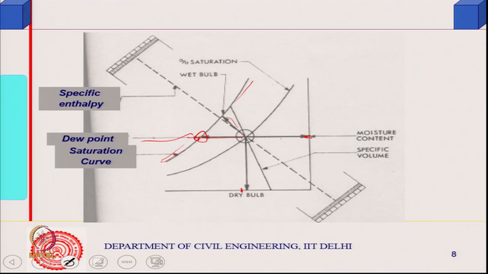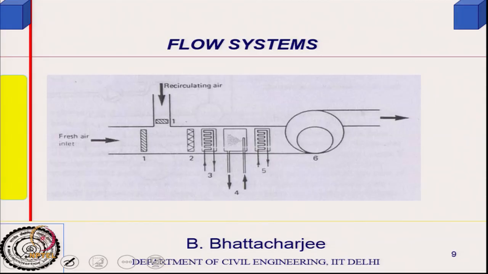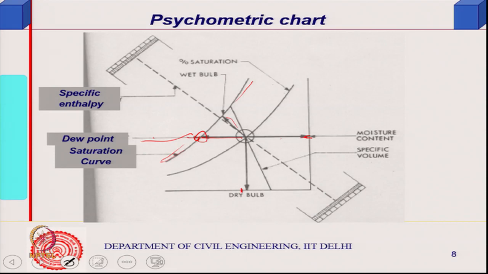Similarly, there is something called the specific enthalpy line. I will come to this. In the psychrometric chart you can actually explain all processes. So, let us see something more. I will come back to this, but let me explain this first.